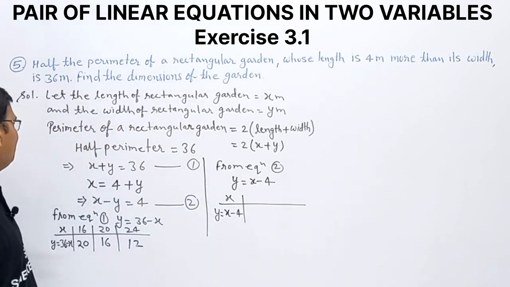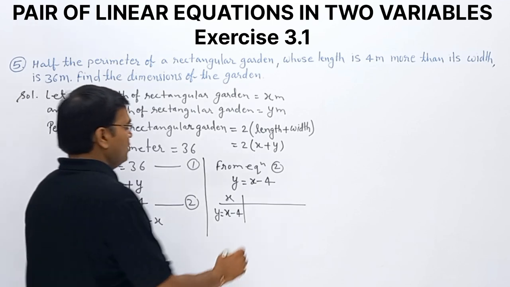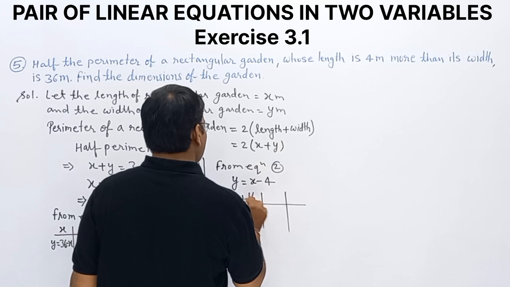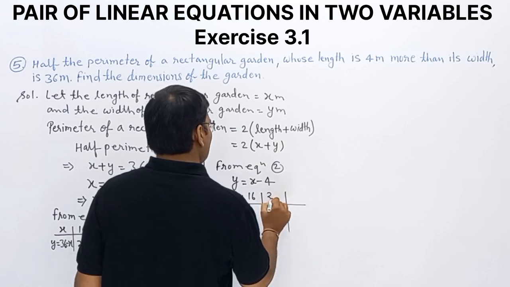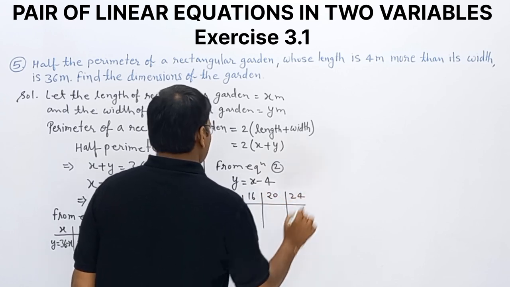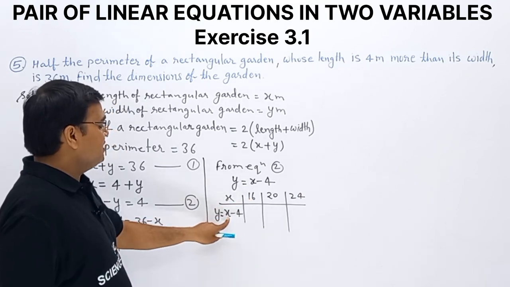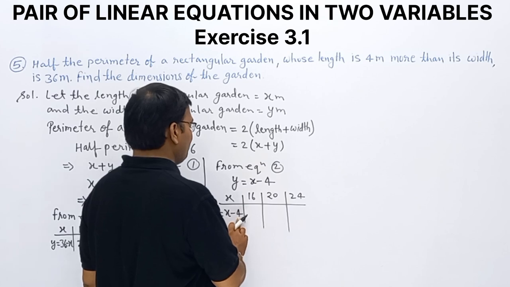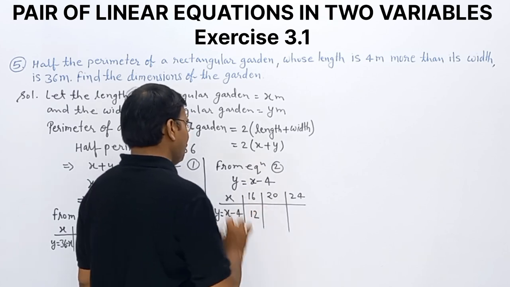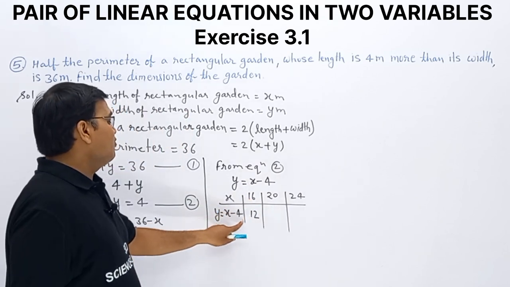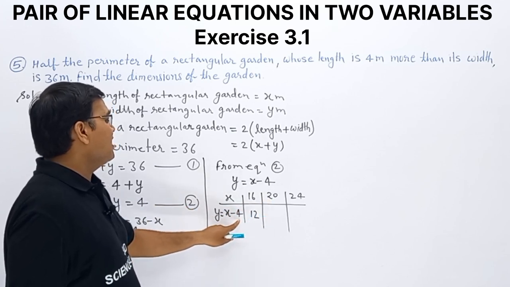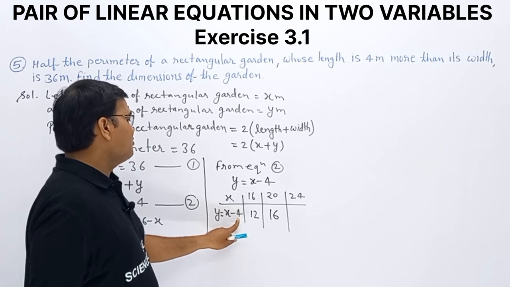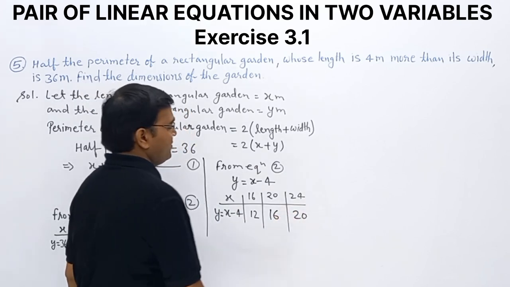Again we are taking the same values, 16, 20 and 24. Put x equal to 16. What are we getting? 16 minus 4 is 12. 20 minus 4 is 16. And 24 minus 4 is 20. Clear?